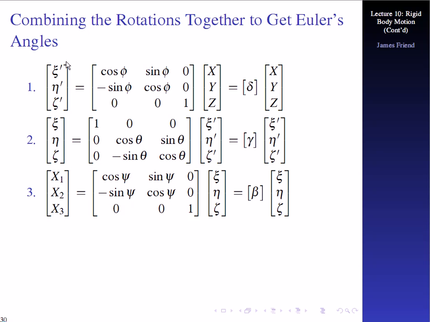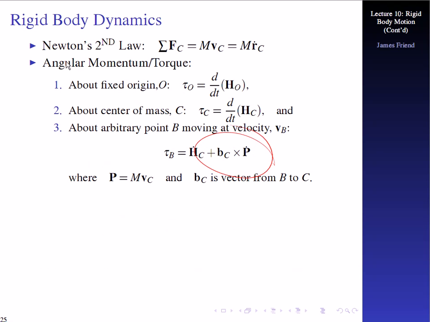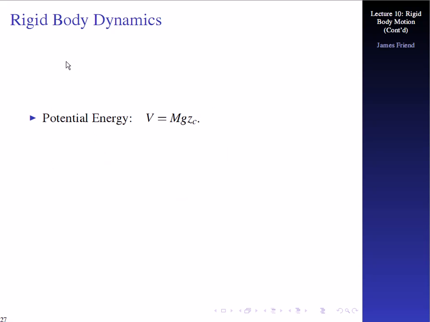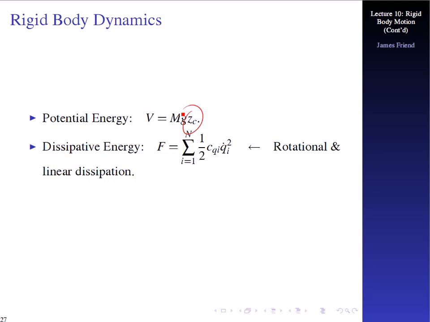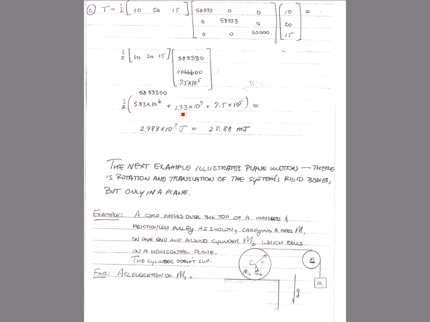Now then, we want to talk about maybe rotations, and we talk about potential energy as well, M g z sub C, where capital M is the total mass of the system. And you treat the center of mass as being the point at which you worry about what the entire mass is doing when you're talking about potential energy. Okay. And dissipative energy, you can define that as well, rotational and linear dissipation. And then M is a moment that's equal to torque T. And then we can talk about maybe an example here. Please take a look through this in the lecture notes.